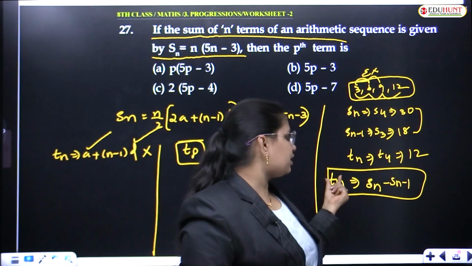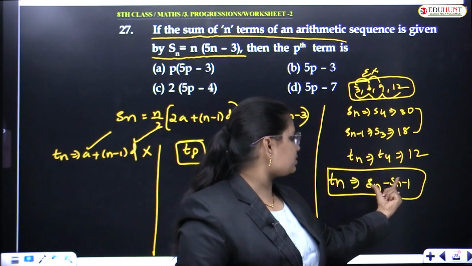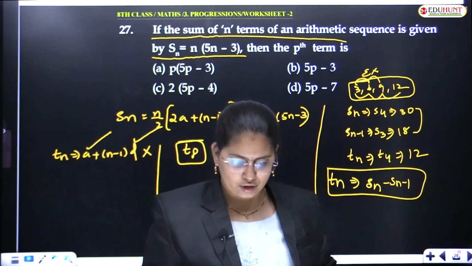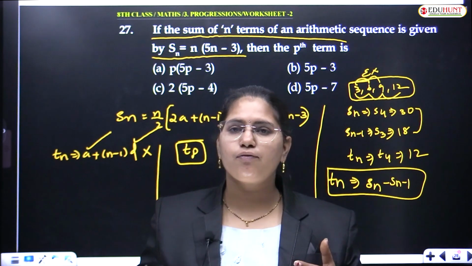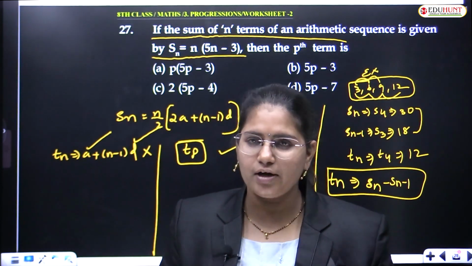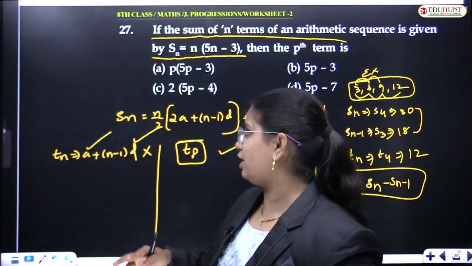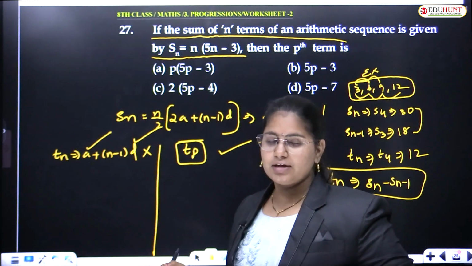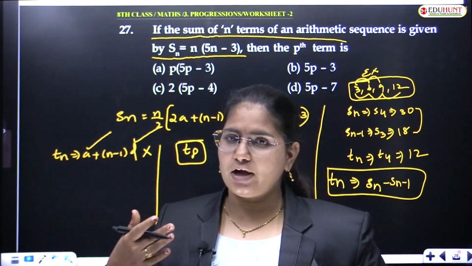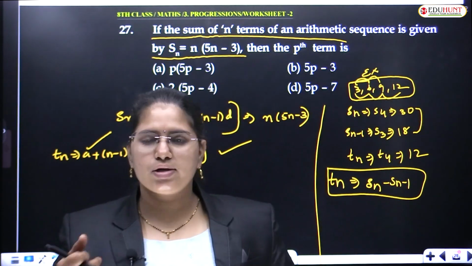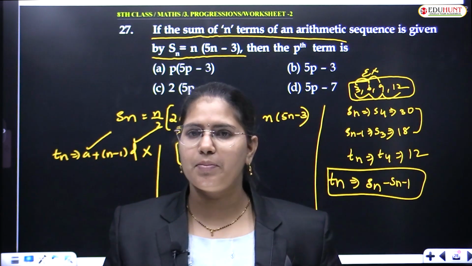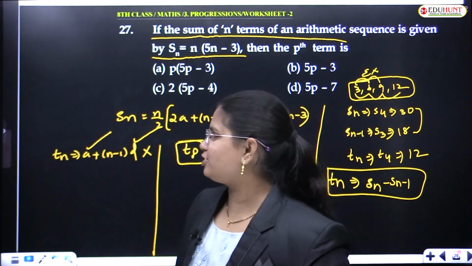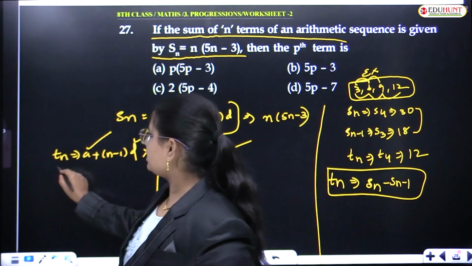Did you understand? If you want 12, you are getting it from 30 minus 18. Similarly, Tn is equal to Sn minus Sn minus 1. Do you understand? If you are not given the terms of an AP, but you have the value of Sn, in that case also you can find the value of Tn. And the formula is Sn minus Sn minus 1. Did you understand? Okay.